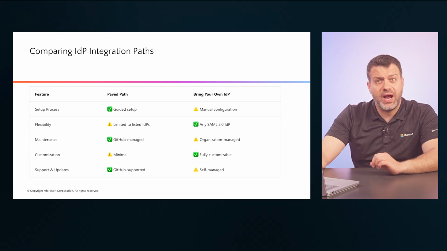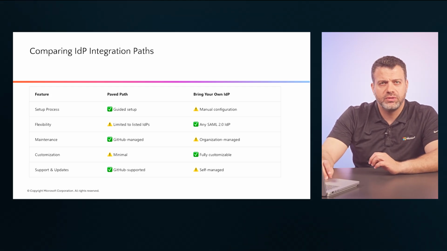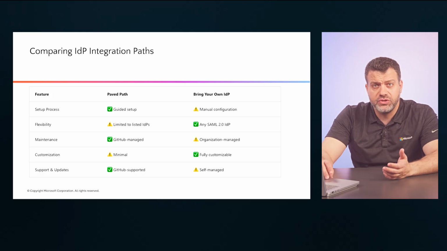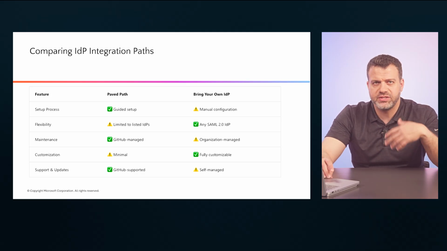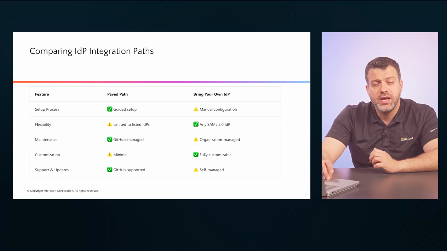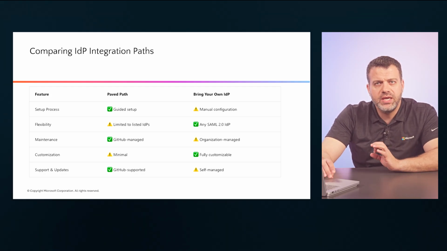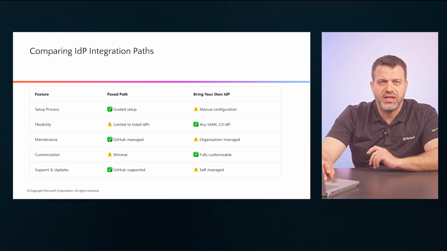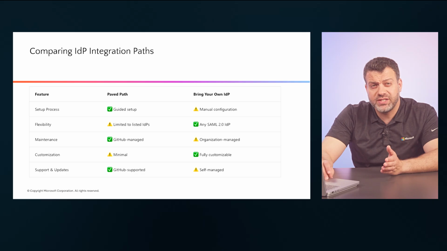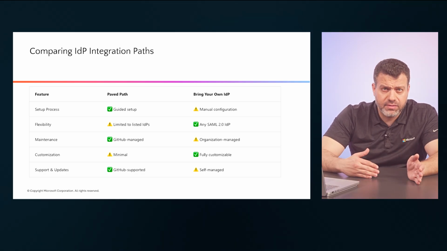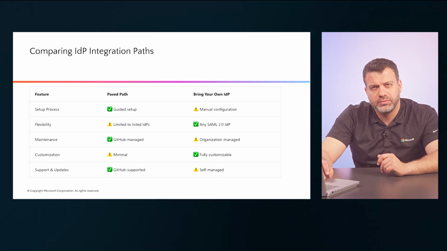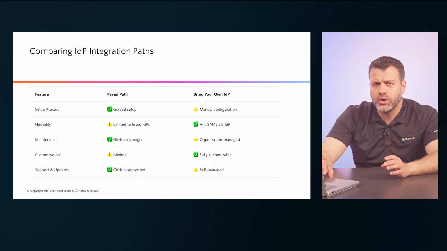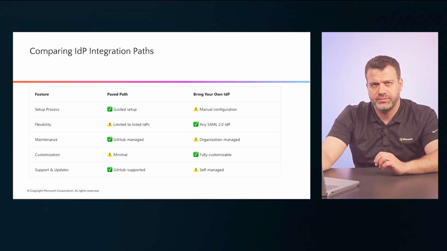When integrating GitHub with your identity provider, you have two main approaches. What we call the paved path. This is supported with providers such as Microsoft Entra ID. It gives you faster setup, built-in support, and less maintenance. And there's the custom integration. That's the advanced one, but it requires manual setup. So you need to build everything. You need to configure everything manually, step by step. So the choice is simple. Use the paved path for speed and simplicity. Use custom integration for flexibility and control. Most organizations should start with a supported provider and only go custom when necessary.